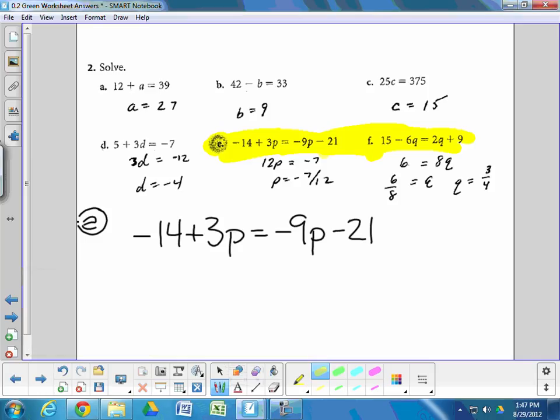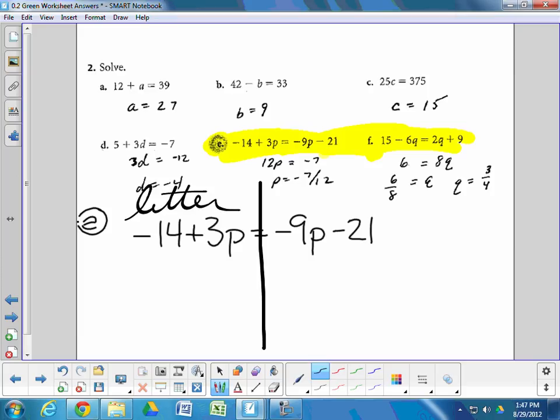Okay, again, we're on 2E from the 0.2 green worksheet. And as I was saying, we're looking at two different teams, or two different sides of the field, where here's like the middle of the field. We want one team to line up on one side, one team to line up on the other side. Anything with a letter in it should be over here.